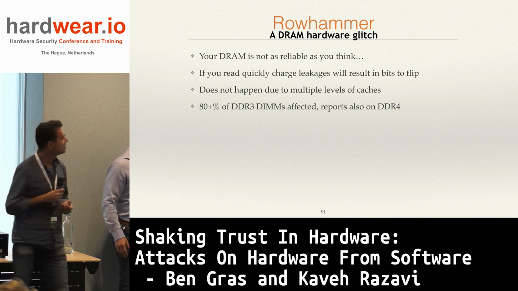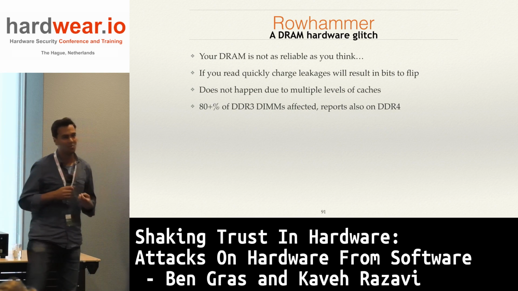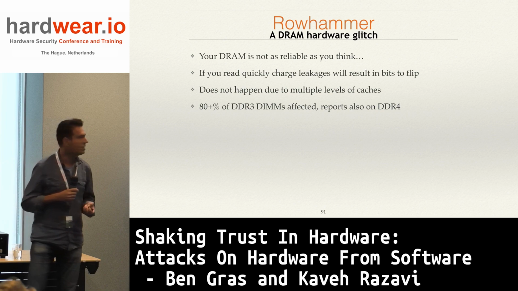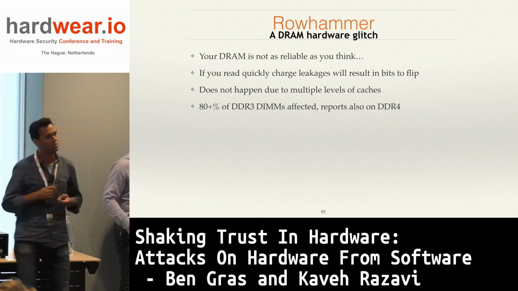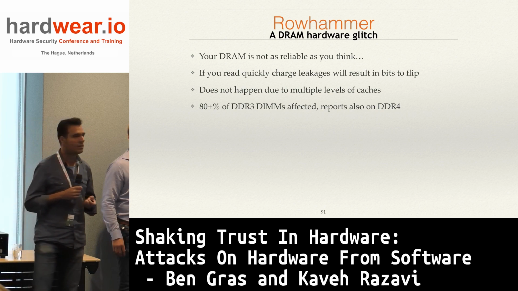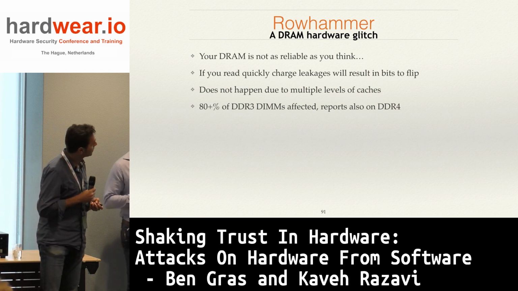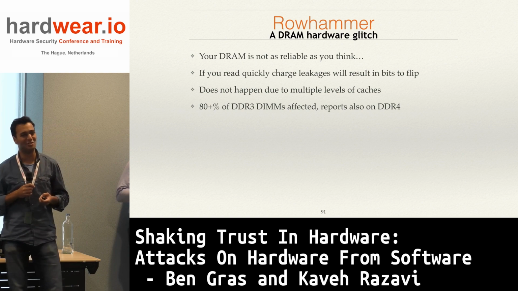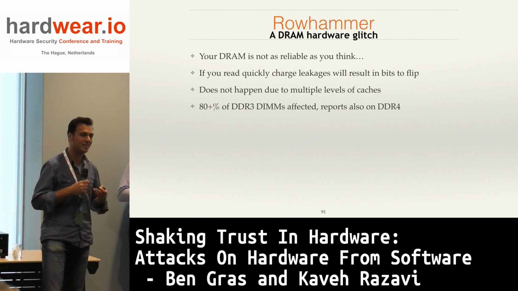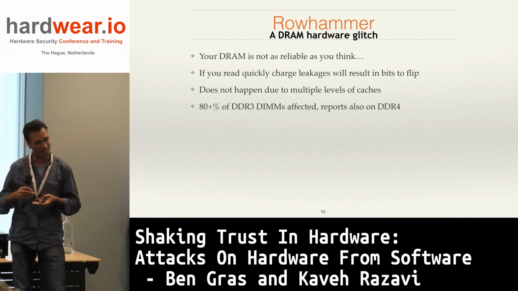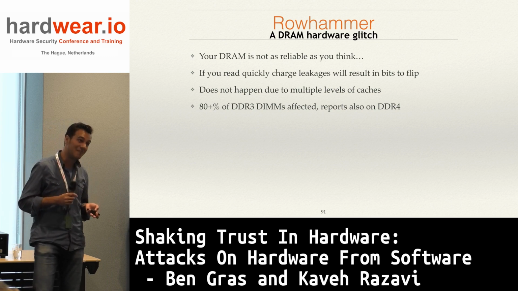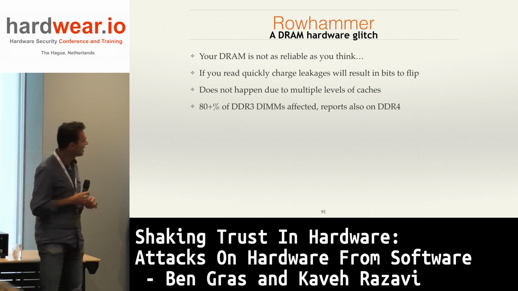So about Rowhammer. What is Rowhammer? You might have heard about it in the news. It's a DRAM glitch that allows you to flip a bit somewhere in memory that is not necessarily under your control. You would think that this is crazy, right? Your DRAM is something you think is reliable. You write some data to it, and when you read it back, it should be the same. That's what you would expect. But this is actually not the case.